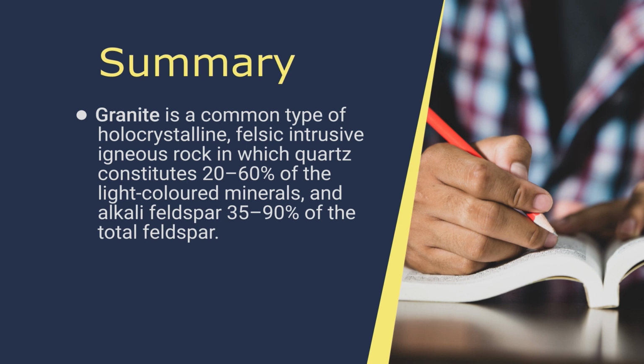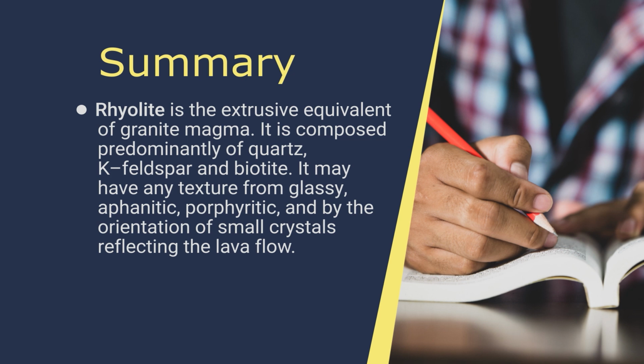In summary, we can conclude that granite is a common type of holocrystalline felsic intrusive igneous rock in which quartz constitutes 20 to 60% of the light colored minerals and alkali feldspars are 35 to 90% of the total feldspar. Rhyolite is an extrusive equivalent of granitic magma. It is composed predominantly of potash feldspar, quartz and biotite, may have any texture from glassy, aphanitic, to porphyritic, and by the orientation of small crystals, they show the lava flow direction.